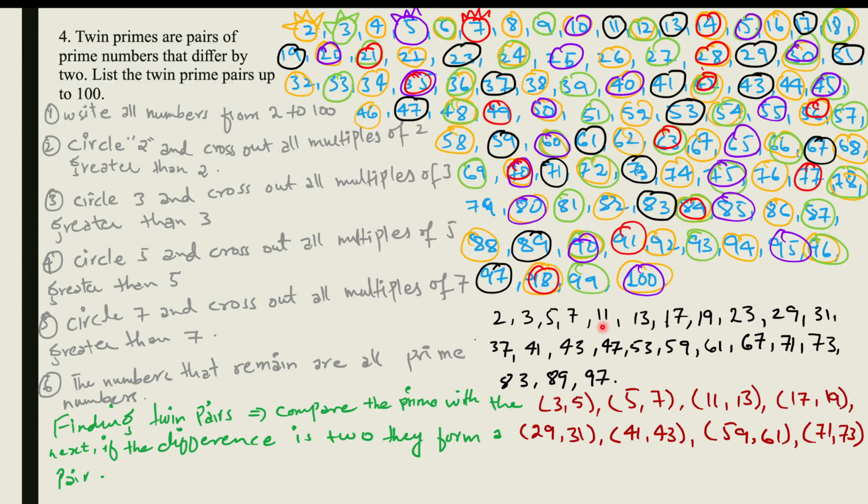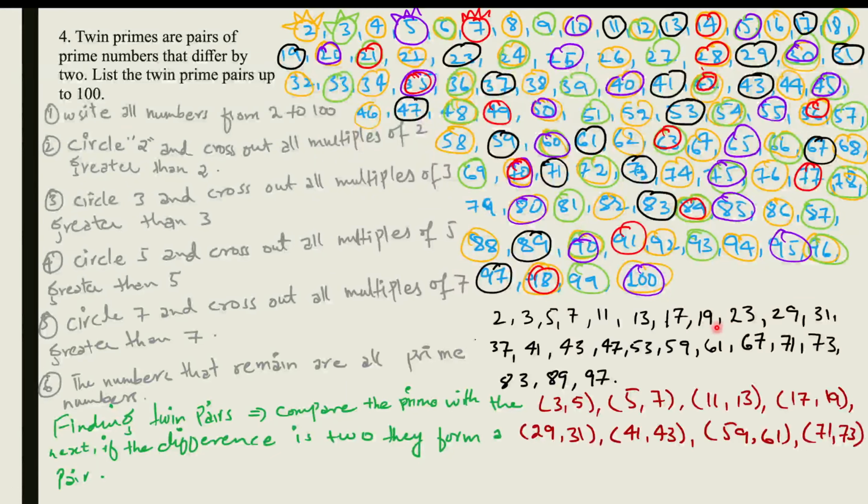Then we have 11, 12, 13, so again a two integer difference, so this is another pair. Then 13 and 17: 13, 14, 15, 16, since they differ by three integers, this cannot be considered a twin prime. Then we have 17 and 19. As you can see here, again there is a gap of two, so therefore this is another pair.